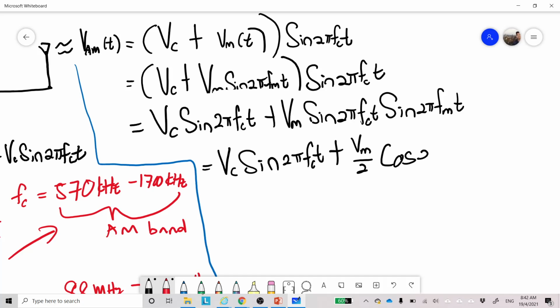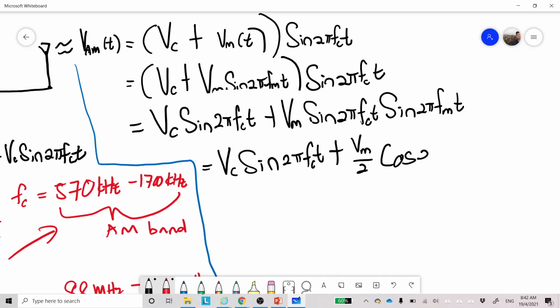And then we have the lower sideband and also the upper sideband. The lower sideband is located at FC minus FM, and the upper sideband is located at FC plus FM. The amplitude for both of these is equal to Vm over 2. So this is the frequency spectrum in terms of voltage.